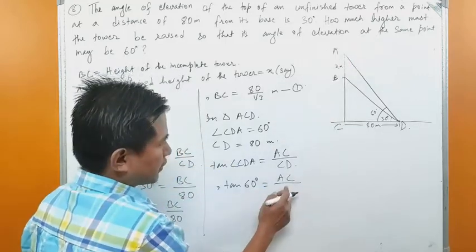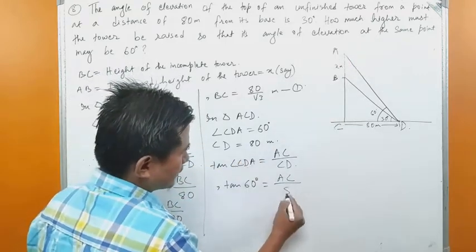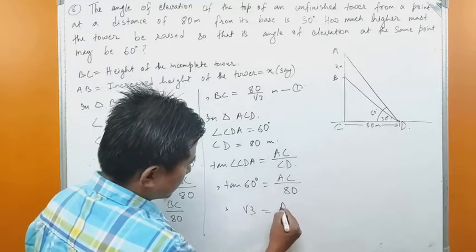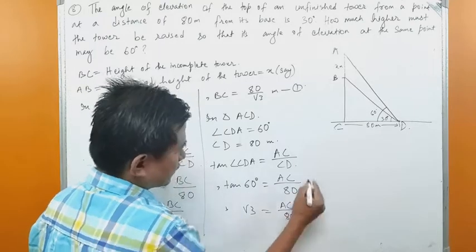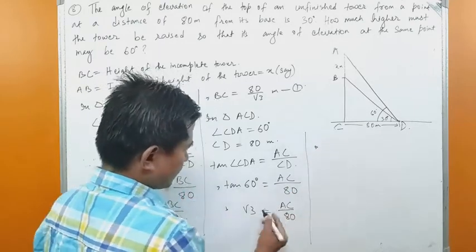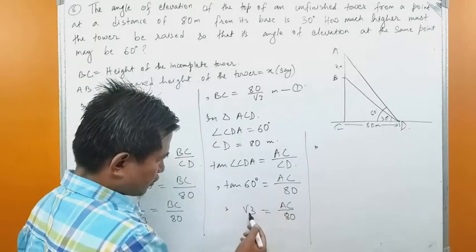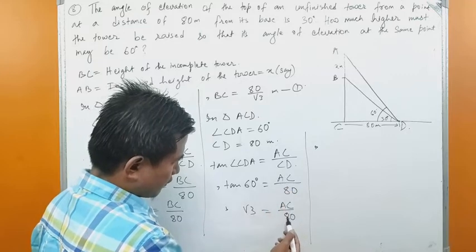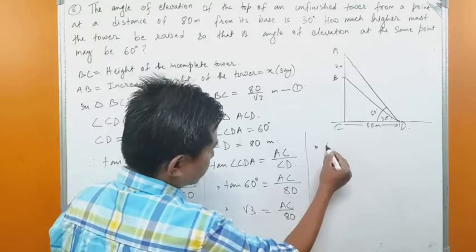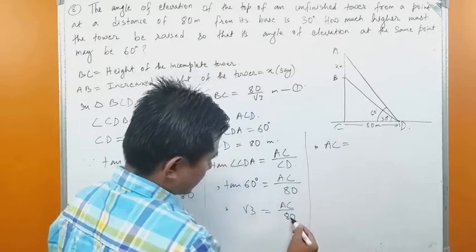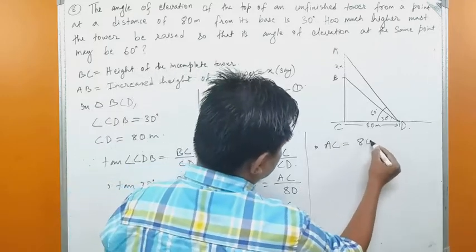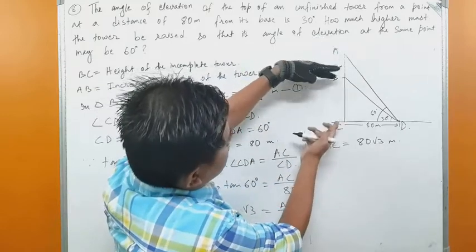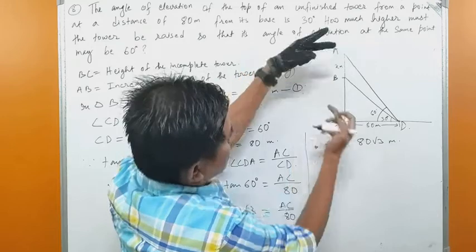Okay, AC upon CD. What is CD? CD is 80. So tan 60 is root 3 equals AC upon 80. The value of tan 60 is root 3. Now let us cross multiply this. AC equals 80 into root 3, is 80 root 3 meter. Now we found AC, we found BC. Now what will be AB?